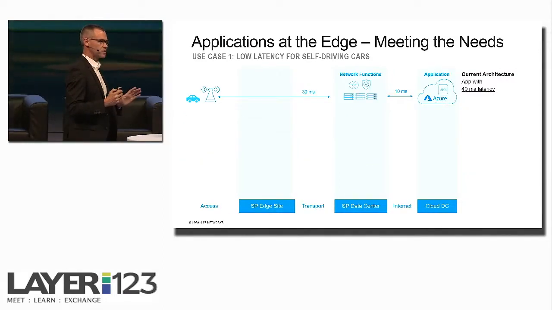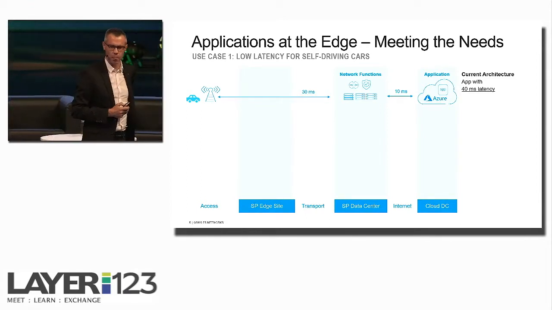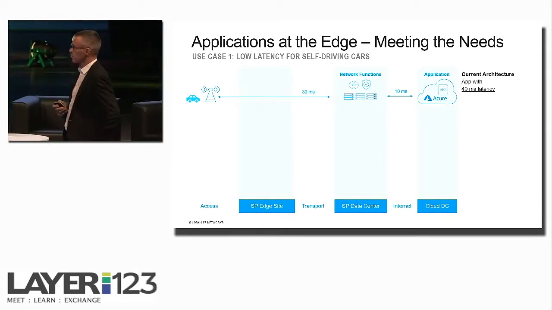So let's take 2 examples. Use case number 1, low latency for self-driving cars.